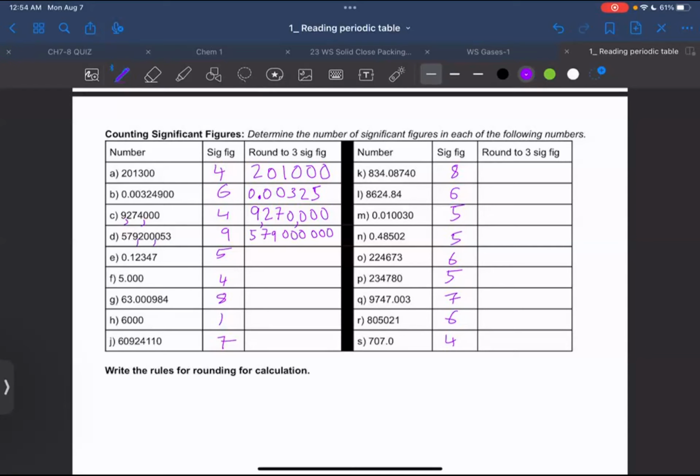By the way, if you want to write them in scientific notation, you are free to do so. For example, this D, if you want to write it in scientific notation after rounding, that becomes 5.79 times 10 to the, let's see, 8. However, not required.